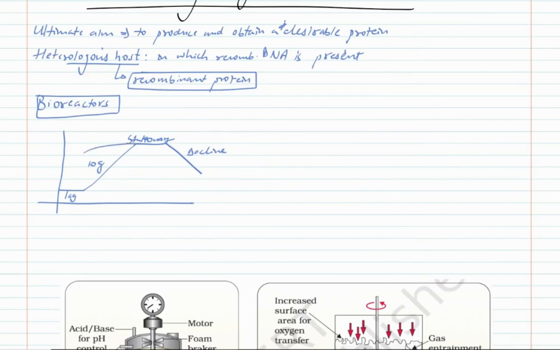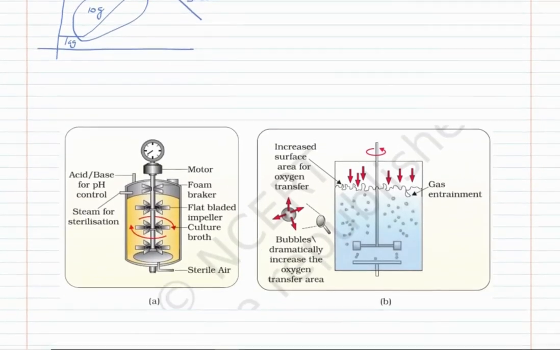So the most amount of recombinant protein will be produced in this log phase or the exponential phase. So we have to keep our host cells in this log phase to obtain the maximum protein. To perform this, we use bioreactors.